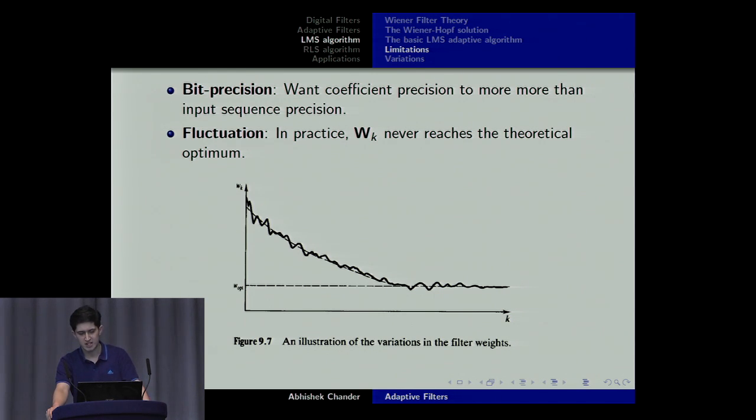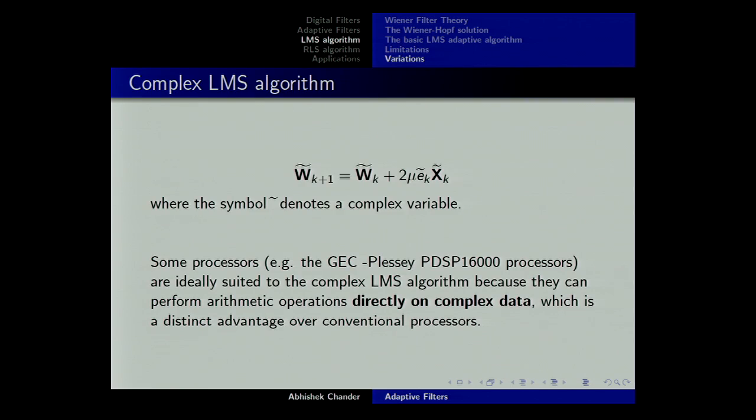But one of the main limitations of this algorithm is fluctuation. We imagine we end up converging towards the optimal weights. The problem is we never actually get there, because the value of mu stays non-zero, and so do its coefficients. That's why we look at some different algorithms, like the recursive least squares algorithm. But first, we look at some of the variations of the LMS algorithm.